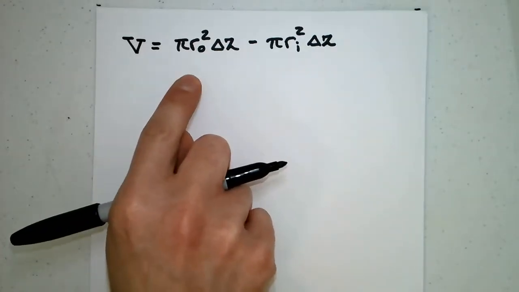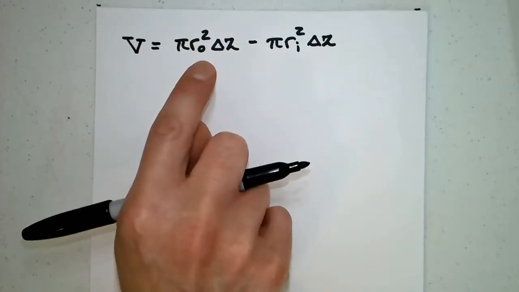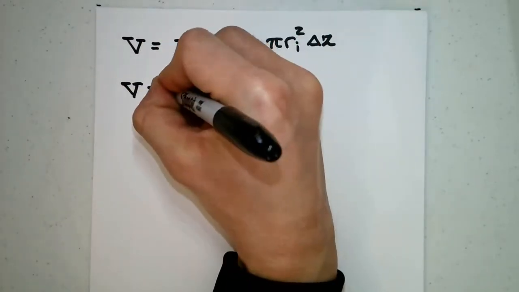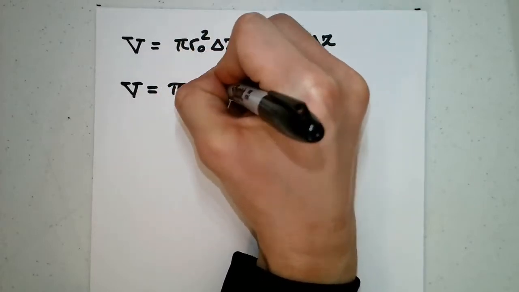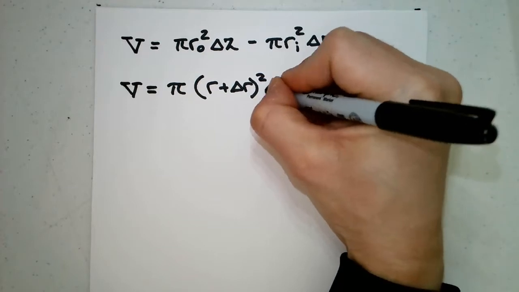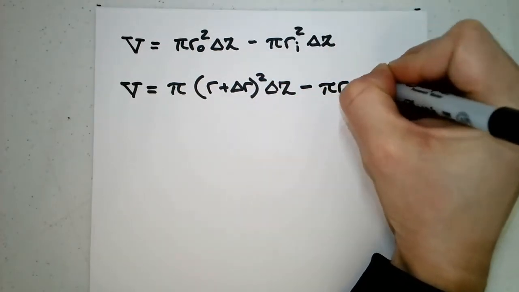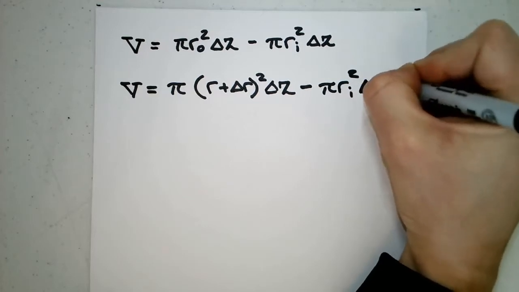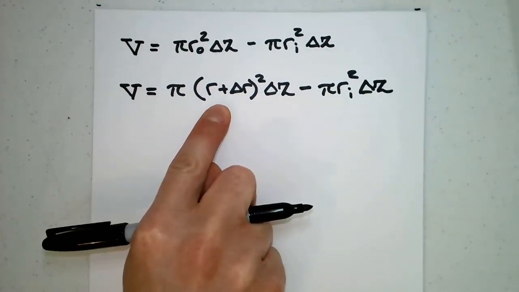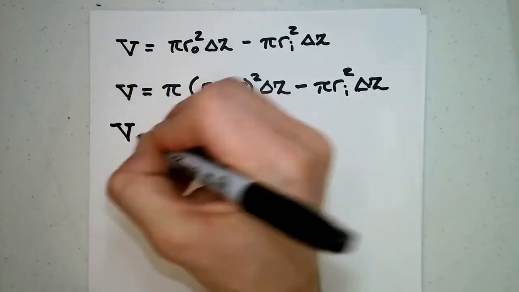All right, so now we know this outer radius is actually r plus delta r. Delta z minus pi ri squared delta z. Okay, so now we need to actually work out this quadratic.